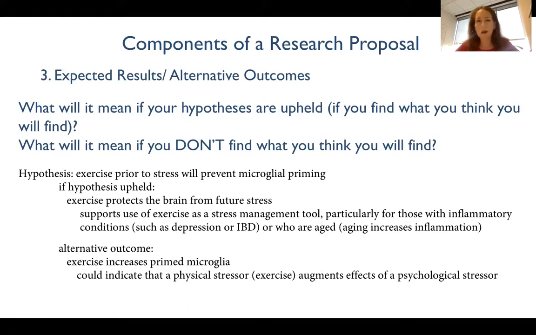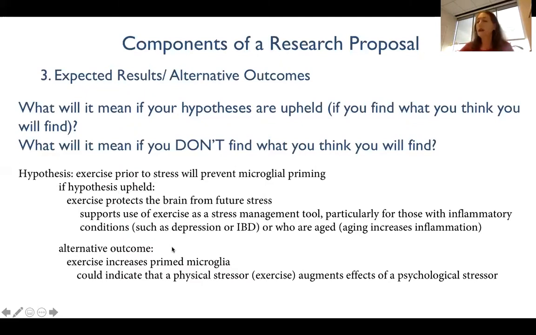A lot of people use exercise to manage their stress anyway. But if we can show that it specifically helps to reduce future stress-induced inflammation, then this suggests that exercise is really, in particular, a good way to manage stress for people who have inflammatory conditions like depression or irritable bowel disease, or people who are aging, because aging naturally increases inflammation. So these would be some of the big picture implications of our hypothesis being upheld.